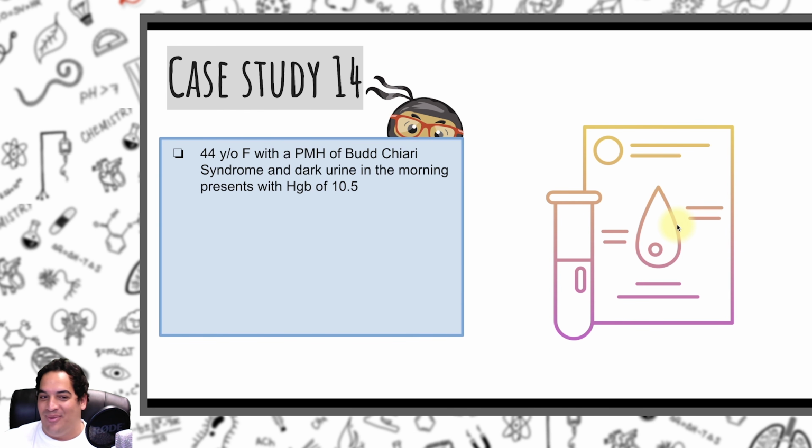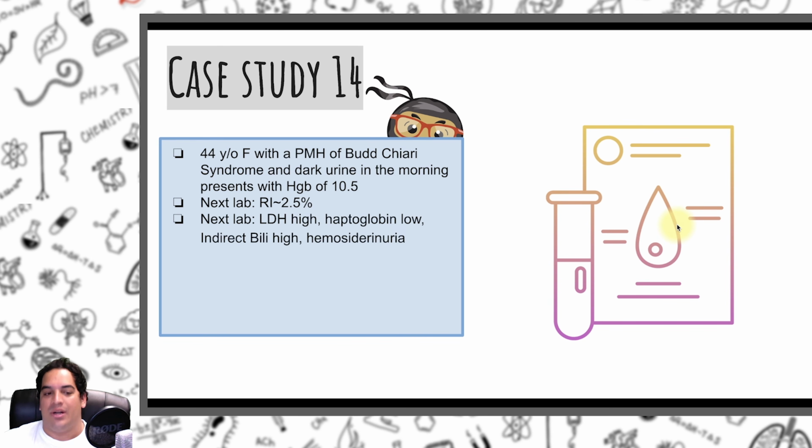44-year-old female with past medical history of Budd-Chiari has dark urine in the morning. Presents with a hemoglobin of 10.5. Anemia. What do I do? Check a retic. It's 2.5. It's high. It's greater than 2%. Is it hemolysis or is it a destruction? What do I got to do? Look at my hemolytic labs. There's hemolysis. Is it autoimmune? Check a DAT. It's negative.